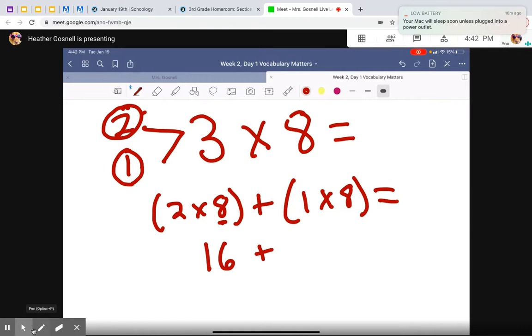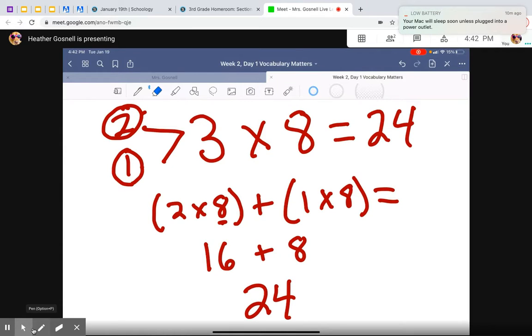Drop that plus sign. 1 times 8 is 8. So this is when your addition skills come in handy. If you're having problems with your addition, remember you can always count up. Okay, so 16 plus 8. Grab that 16, count up 8. 16, 17, 18, 19, 20, 21, 22, 23, 24. Meaning 3 times 8 is 24.